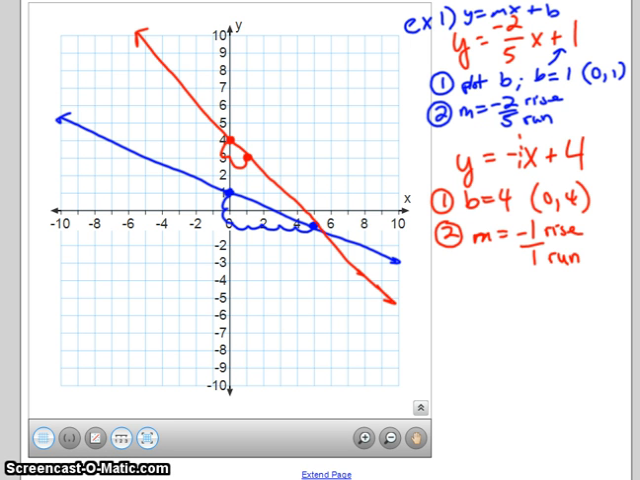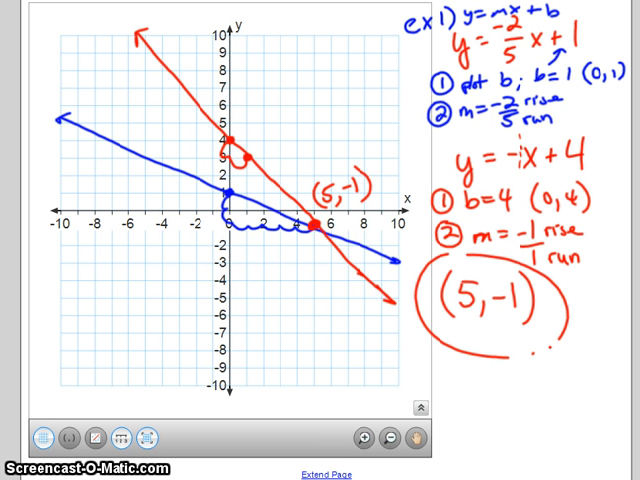Not a great line. Alright, and then what we're going to do is analyze this. Where do the two lines intersect? Well, if I notice right here, that should be where the two lines intersect. What point is that? That's at x is 5 and y is negative 1. Alright, and that would be the answer to our problem.